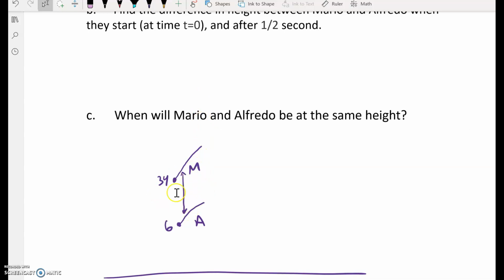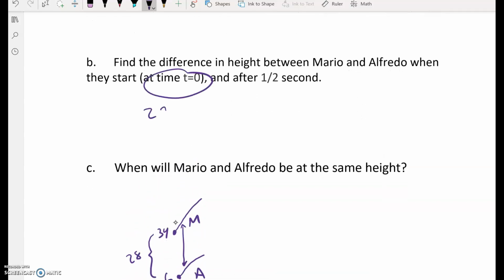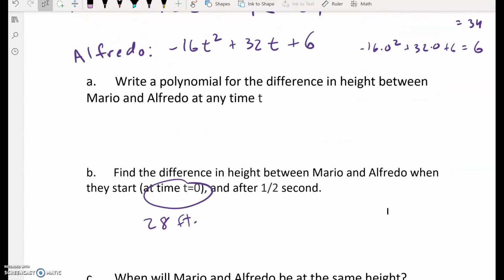Anyway, 34 minus 6 is 28. So that's part B. At time 0, 28 feet. We didn't need any algebra for that one, but let's go ahead and solve this algebraically here. Let's go back to part A.